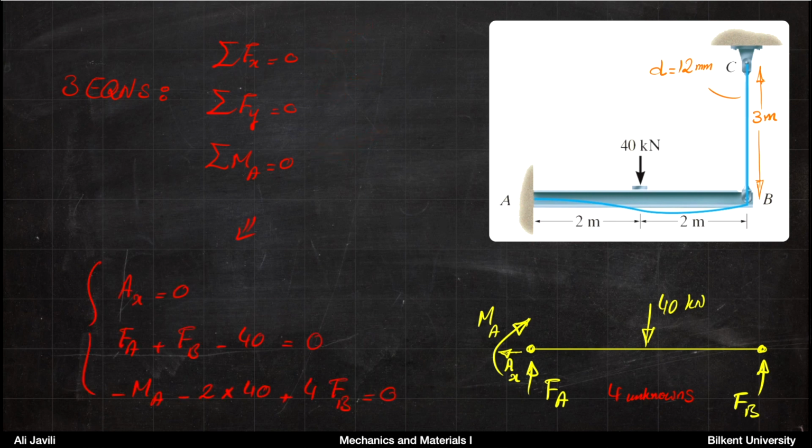Now, equilibrium of forces in the x direction gives you Ax equals 0. Equilibrium of the forces in the y direction gives you Fa plus Fb equals 40 kilonewton. And the equilibrium of moments reads Ma equals 4Fb minus 80. So 80 is again 2 times 40, and 4Fb would be the moment due to the force Fb at the other end.